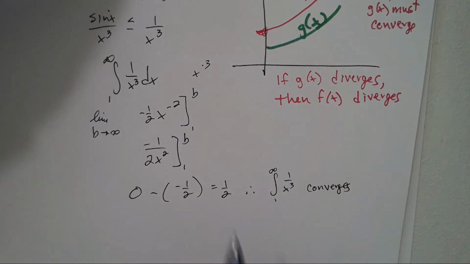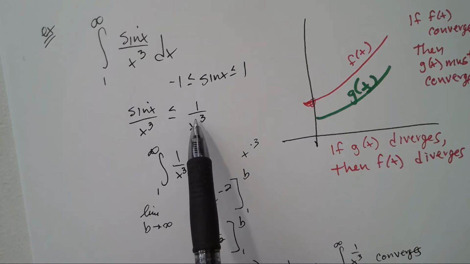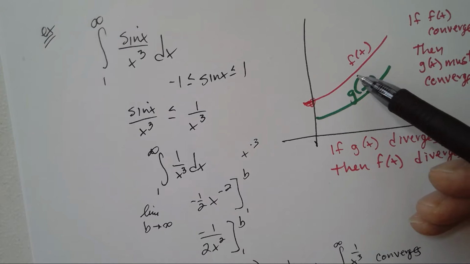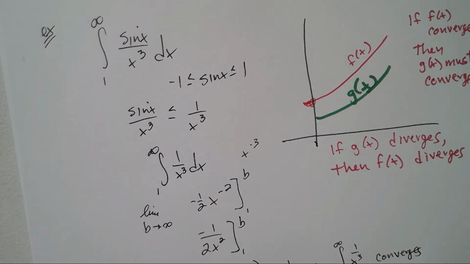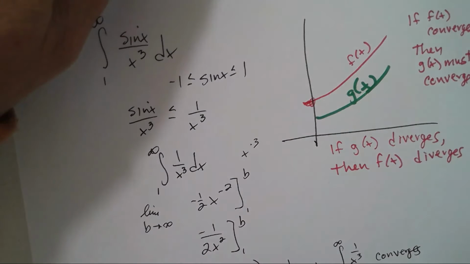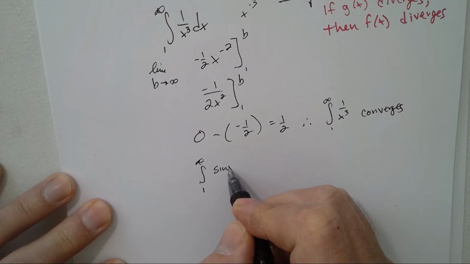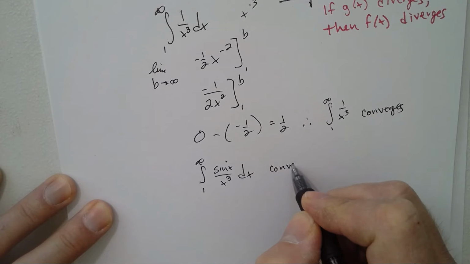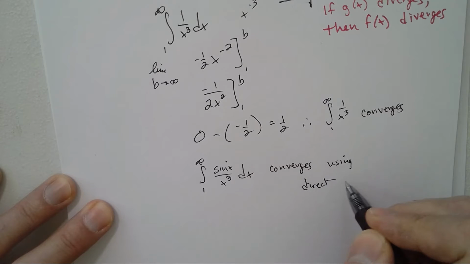And that's the bigger of the two. If the bigger of the two converges, this being the 1 over x cubed, it's bigger than the other, and this one converges, then the smaller one must also converge. So you would safely say that the integral from 1 to infinity of sine x over x cubed dx converges, using the direct comparison test.